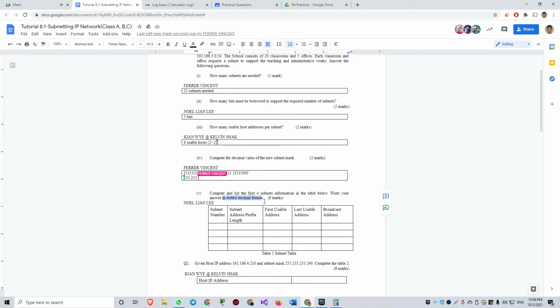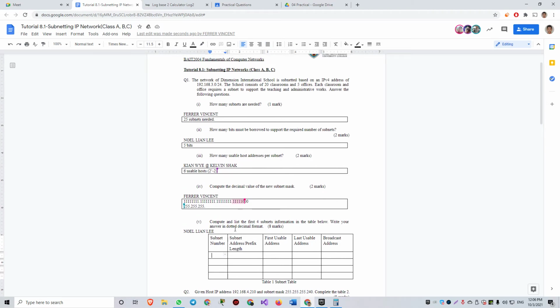Okay, now the last octet, because now you borrow 5 bits. The last octet has 5 bits of 1 and 3 bits of 0. So use the calculator. What's the decimal value for that? 11111000. 248. Yes, correct.